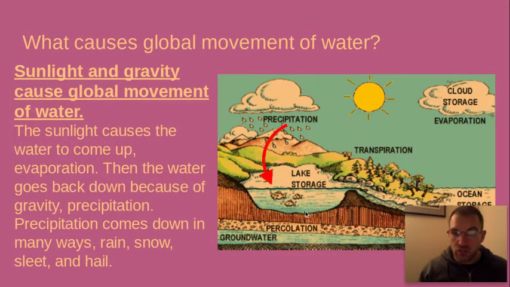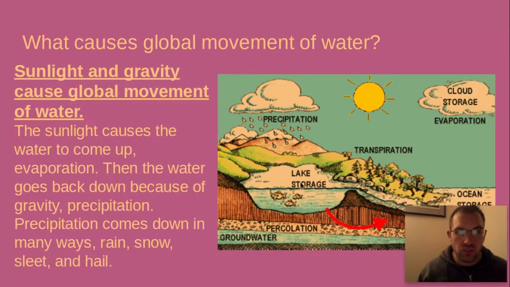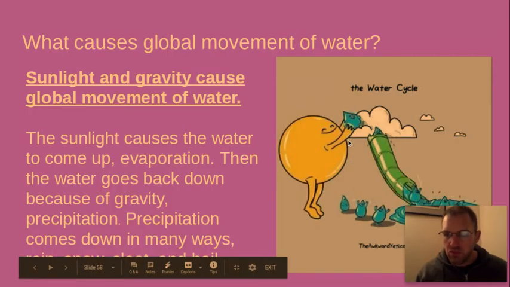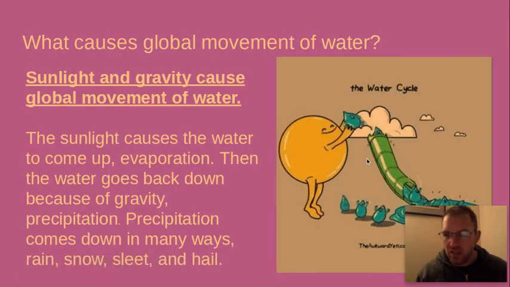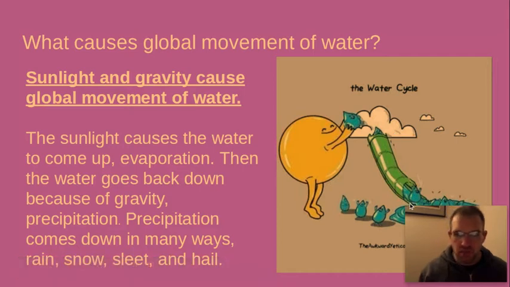You also have infiltration moving into the ground. You also have percolation moving down through those open pore spaces. So anytime it's moving, it's because of either sunlight or gravity. And here's a fun little water cycle slide showing the sun pulling the raindrops up to the top into the cloud, and it shoots back down. So you have your evaporation, condensation, and precipitation taking place right there.